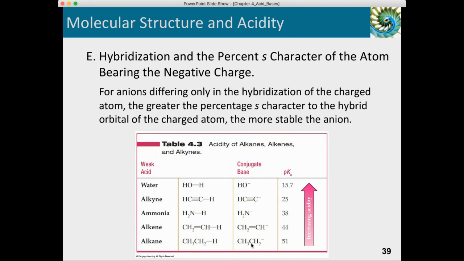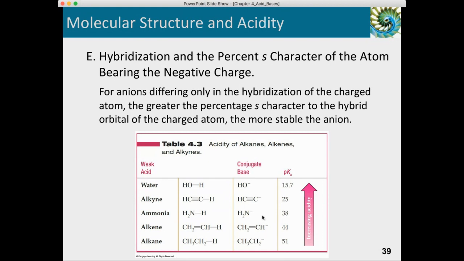Size does not apply, same atom. No resonance. No inductive effect. There is nothing electronegative close to them. So what's the difference in between the three of them? The hybridization state of the carbon. In the alkyne, the carbon is sp hybridized, sp2 in the alkene, sp3 in the alkane.